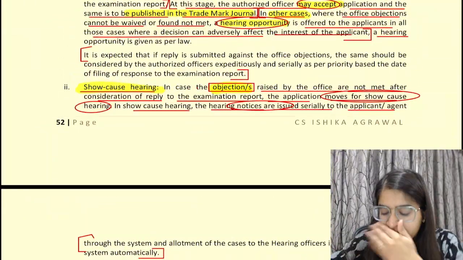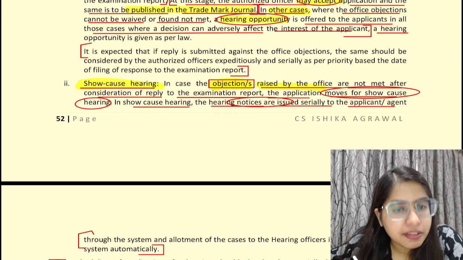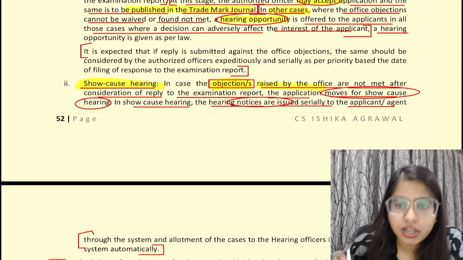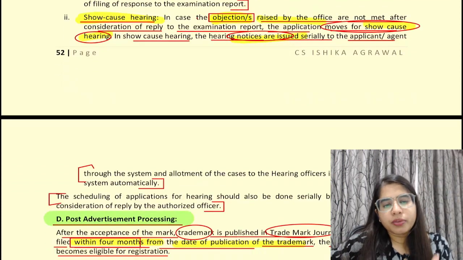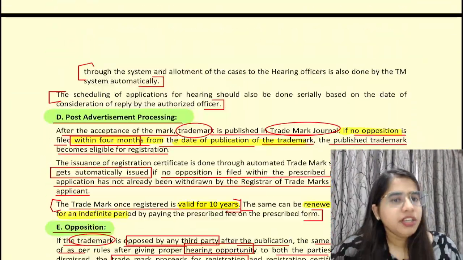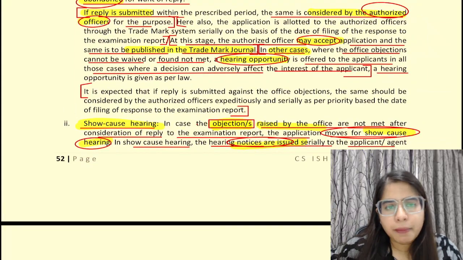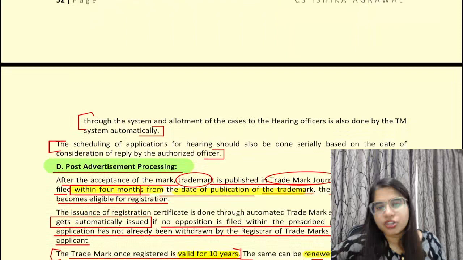So if any objection is raised by the office that you're not meeting the reply, or you're not meeting the condition, then they will issue me a show cause hearing. Notice will be issued to me, and after the hearing, two things can happen. If they are satisfied, they will move it forward and publish it in the trademark journal. However, if they are not satisfied, then they will reject my application. Are we clear with this?